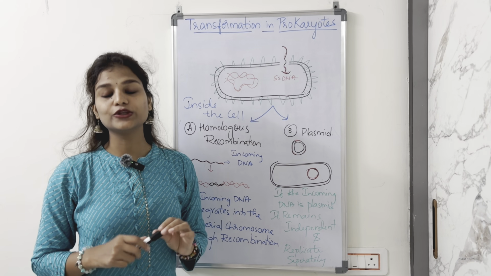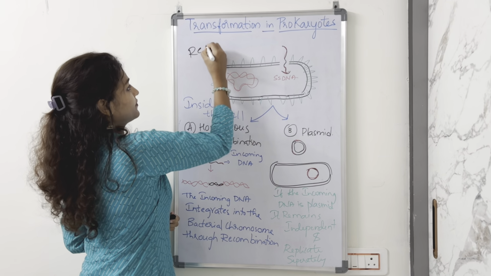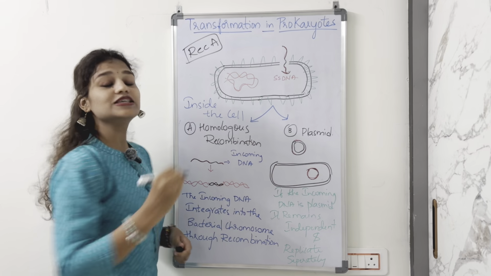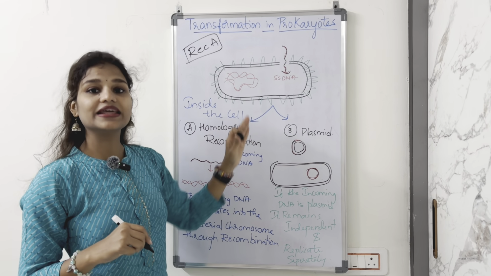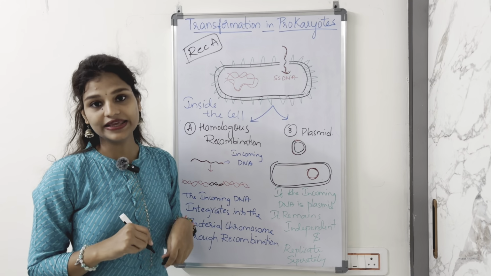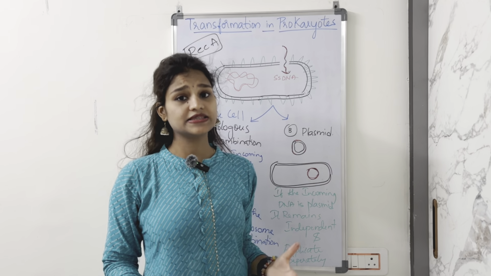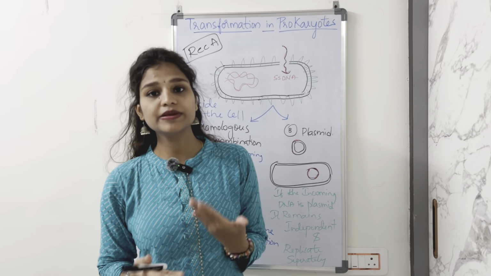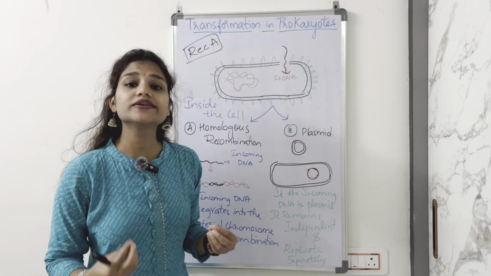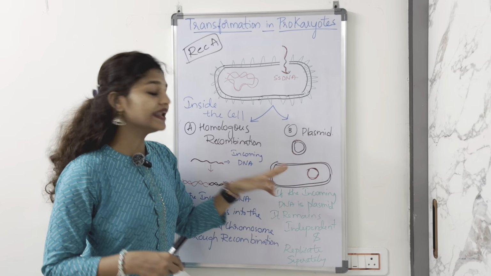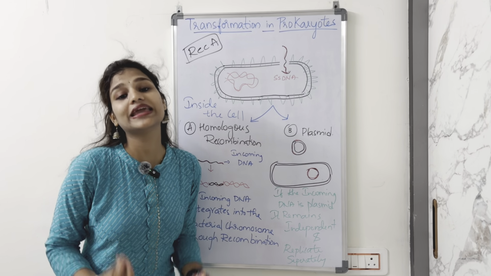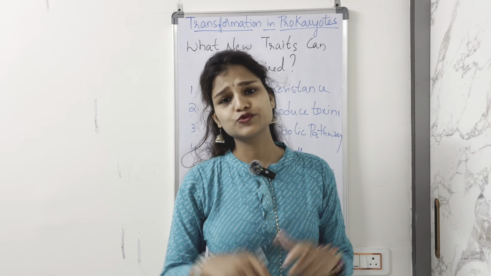RecA protein is going to help. This protein helps in the recombination of the free, naked DNA with the bacterial DNA. Guys, the incoming DNA can also be a plasmid. In that case, it is not necessary to undergo recombination, because the plasmid can exist and replicate independently within the competent cells. The bacterium has then completed the transformation process.